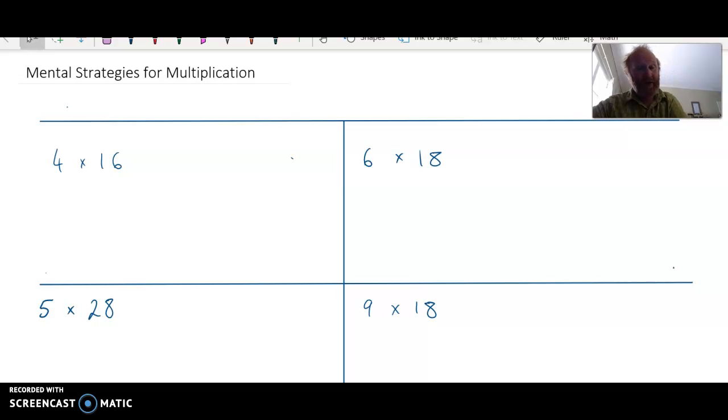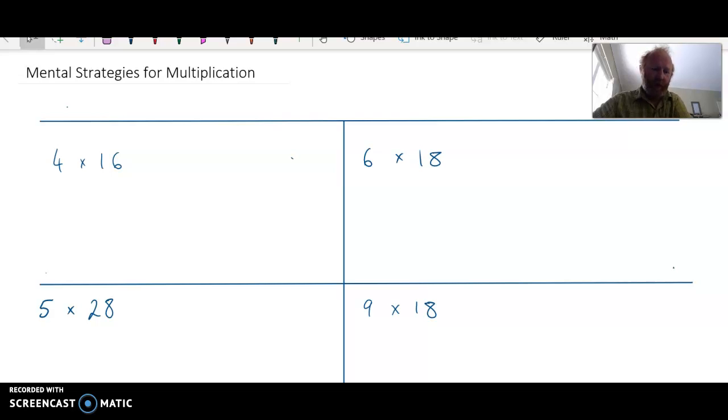It doesn't matter what method you use. Do practice, do drill, learn them. Having said that, let's have a look at some mental strategies for multiplication.